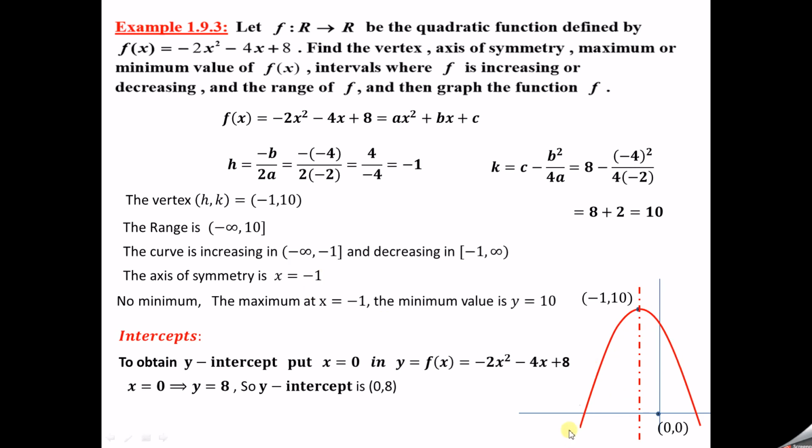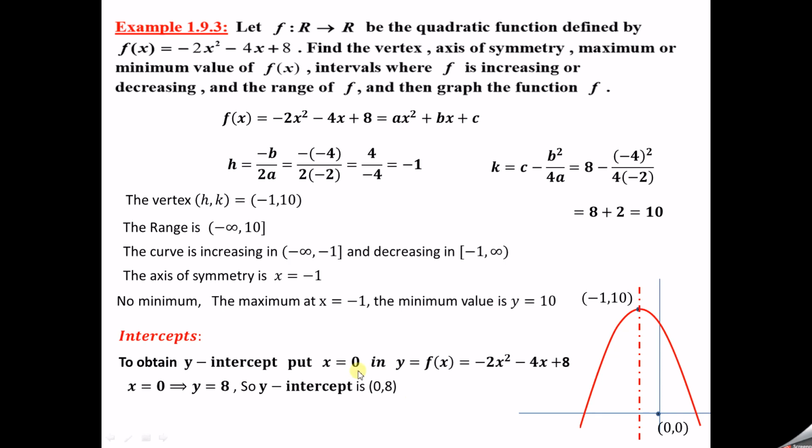And regarding the maximum and minimum, the curve has a maximum, no minimum, because it is going to minus infinity. So what is the maximum value here? 10. And when does it occur? When x is equal to minus 1. So it has no minimum. The maximum is at x is equal to minus 1, and that maximum value is 10. Y is 10, the maximum value, when x is equal to minus 1.